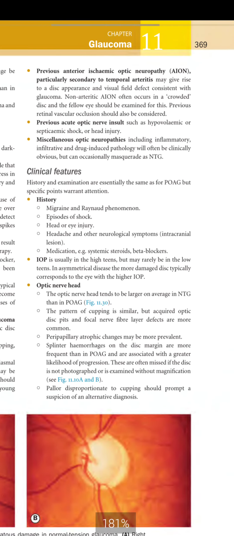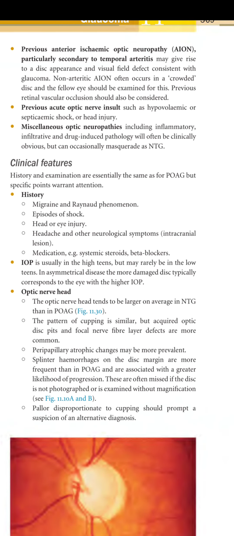So history and examination are essentially the same as for POAG, but with specific points. You can ask about a history of migraines and Raynaud phenomenon, episodes of shock, any trauma like head injury or eye injury, headache and other neurological symptoms, intracranial lesion, and medication, for example systemic steroid and beta blocker, which is very important. IOP is usually in the high teens but may rarely be in the low teens. In asymmetrical disease, the more damaged disc typically corresponds to the eye with the higher IOP.